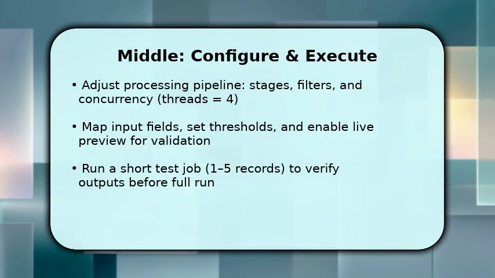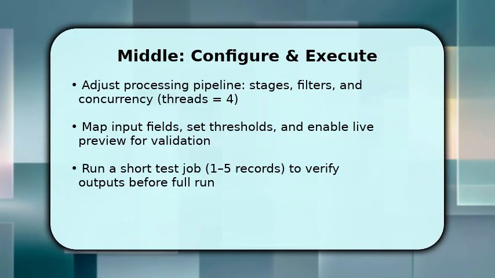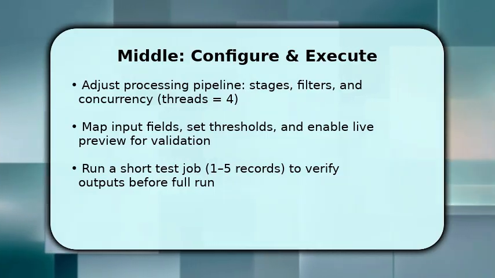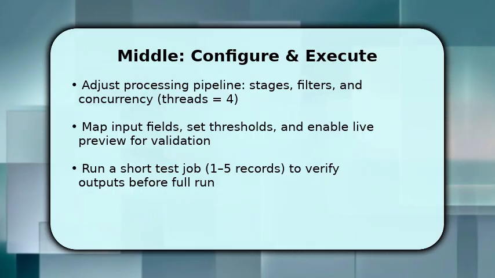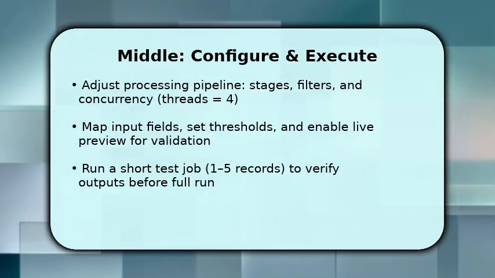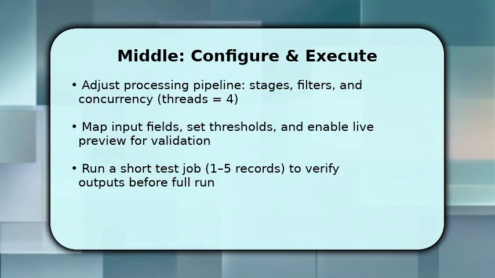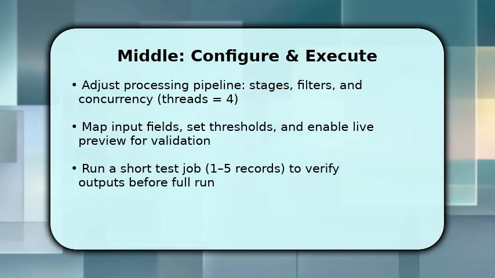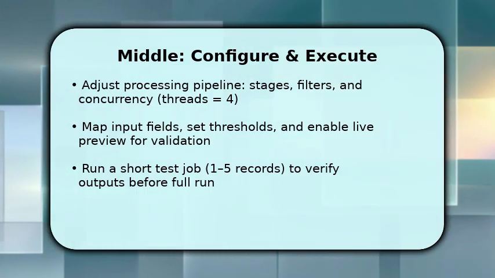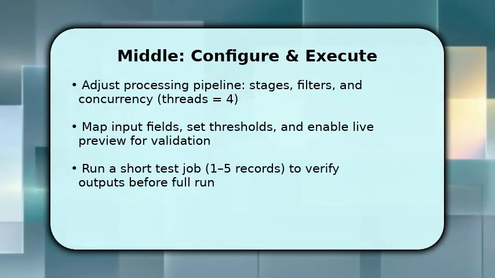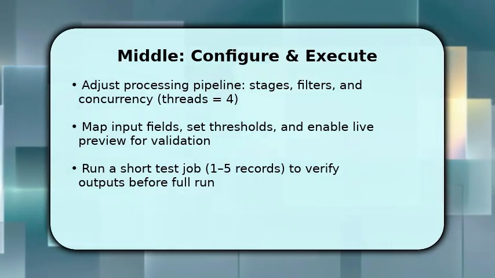Once the workspace is ready, configure the processing pipeline. Arrange stages, add filters, and set concurrency. For most machines, threads equals 4 is a good starting point. Map input fields to the app schema and set thresholds for validation rules so you avoid noisy results. Enable the live preview pane to inspect transformed records as you tweak mappings.